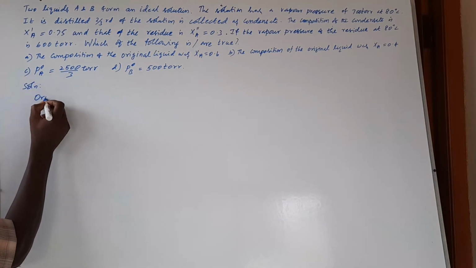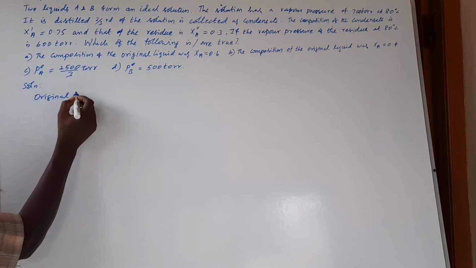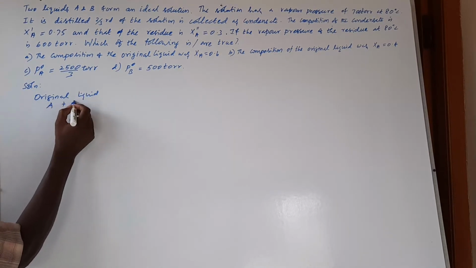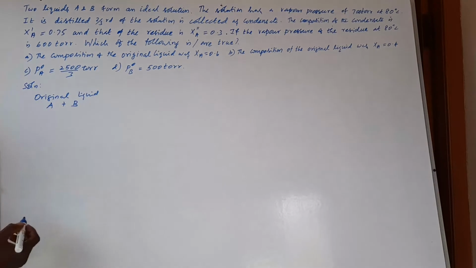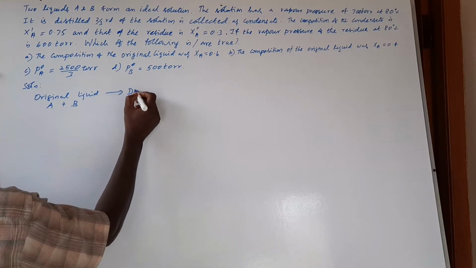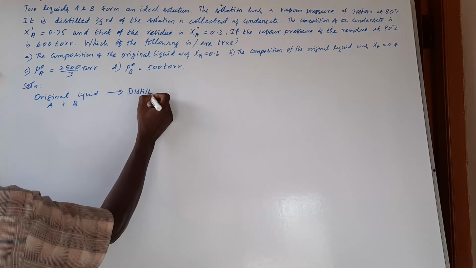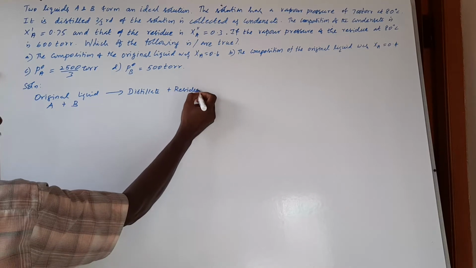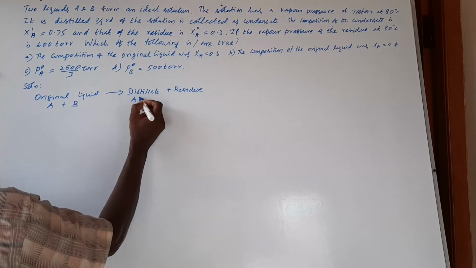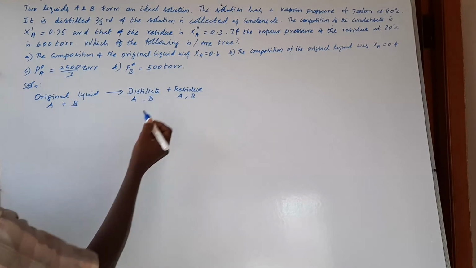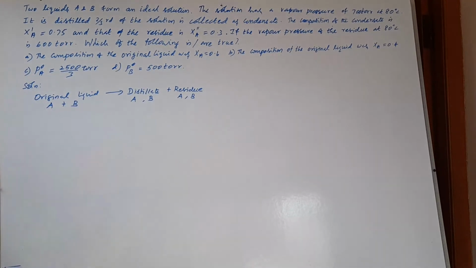In the original liquid, A is present and B is present in this ideal solution. It is taken for distillation. You are getting a distillate and a residue. The distillate contains A as well as B. Residue also contains A as well as B. In the residue, A as well as B is present.